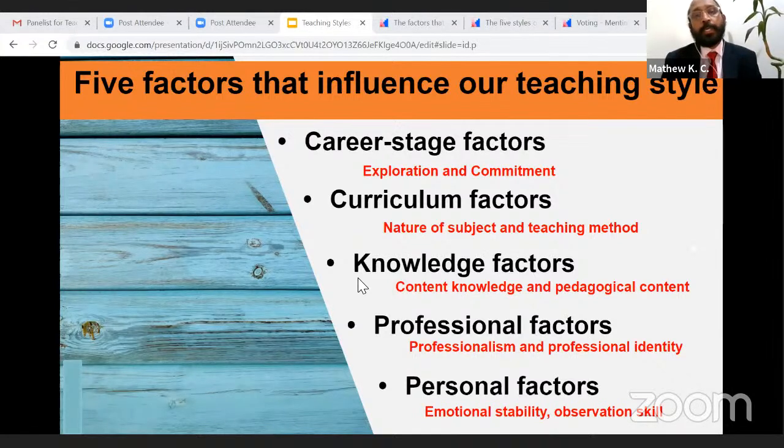First, let me look at career stage factors. I have taken only 5 factors, but there are more than this. When it comes to career stage factors, we have exploration and commitment. The teacher should have the mentality to explore more and more, and the research mentality should be there, and commitment to the career. These are essential for having a very good teaching style.